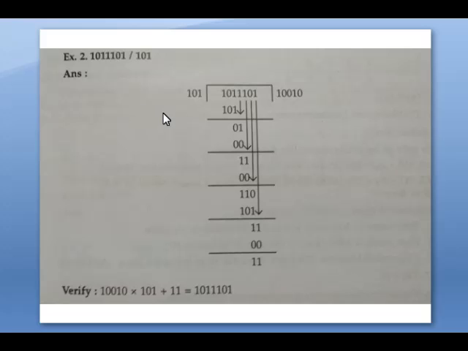So students, we are going to stop this part here. In the coming part, we are going to see the remaining arithmetic operations.